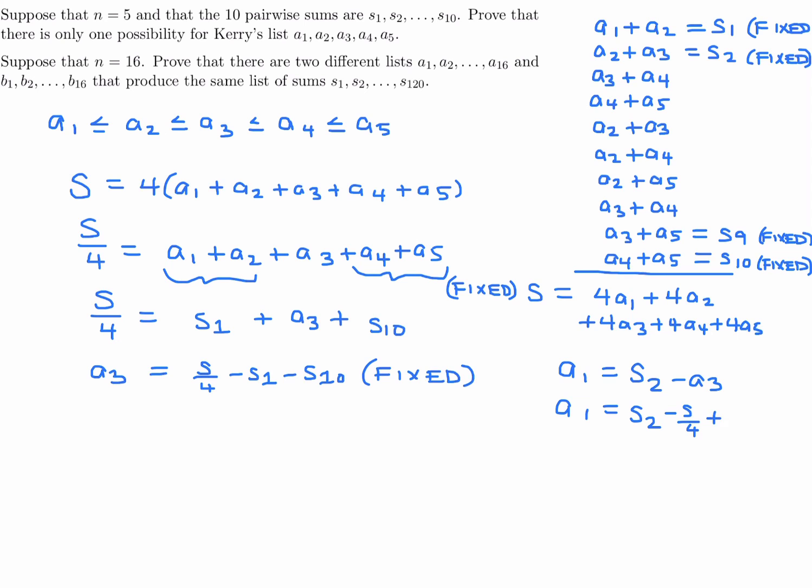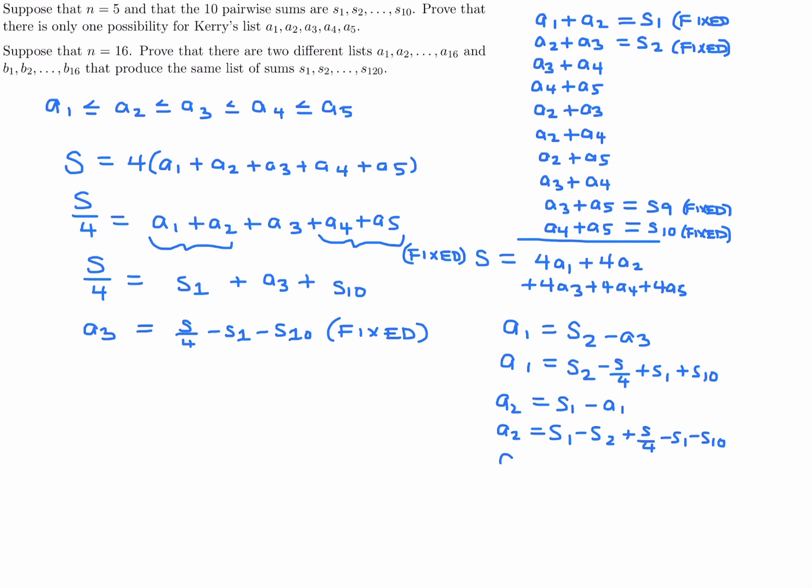So minus S over 4 plus S1 plus S10, like that. And in a very similar way, you can solve for A2. A2 would be equal to S1 minus A1 from that equation. So that's going to be A2 is equal to S1 minus A1. So this whole thing minus S2 plus S over 4 minus S1 minus S10. And that simplifies to just A2 being minus S2 plus S over 4 minus S10.